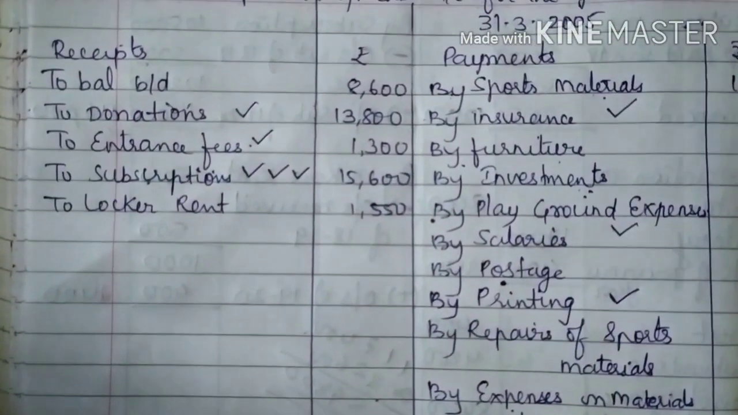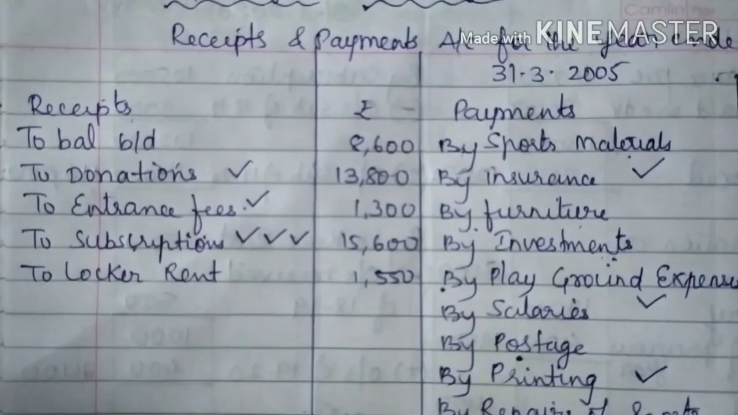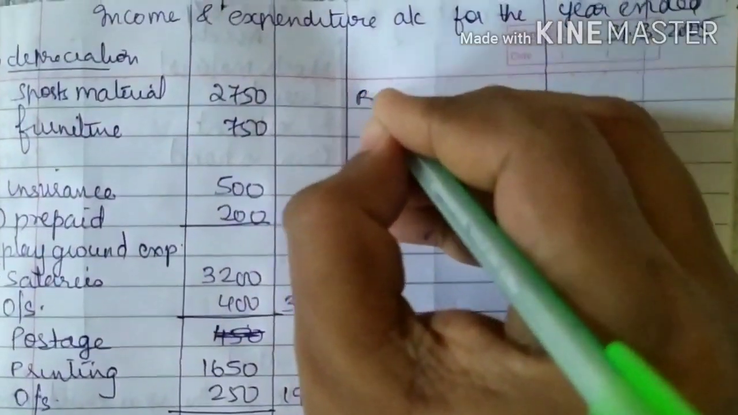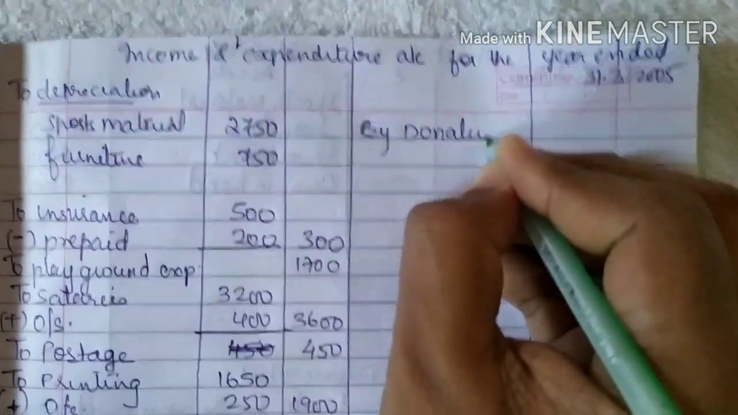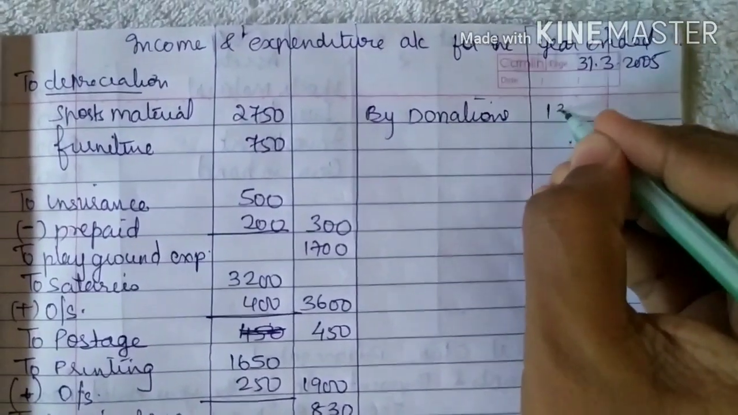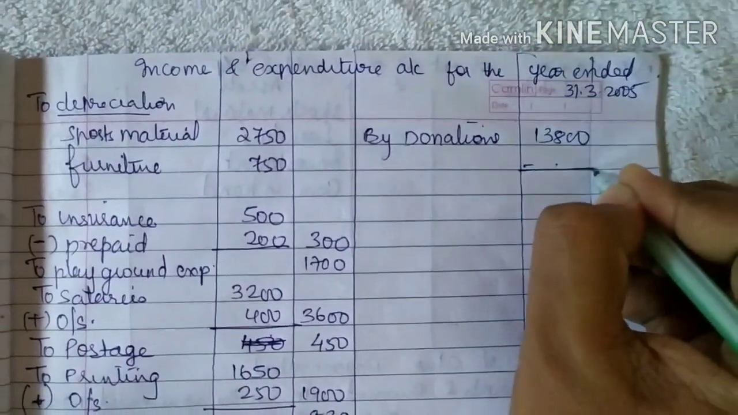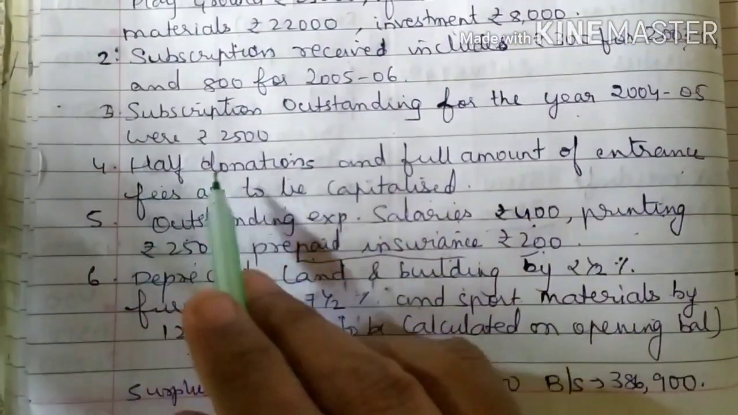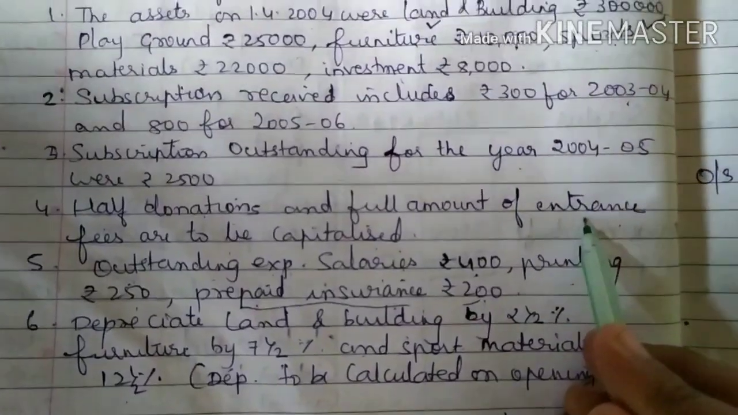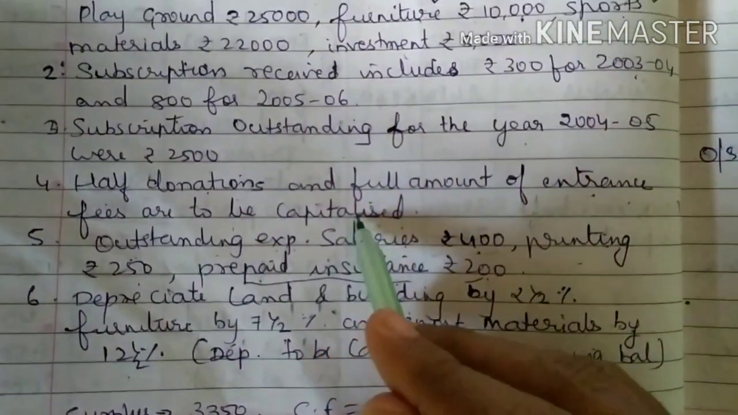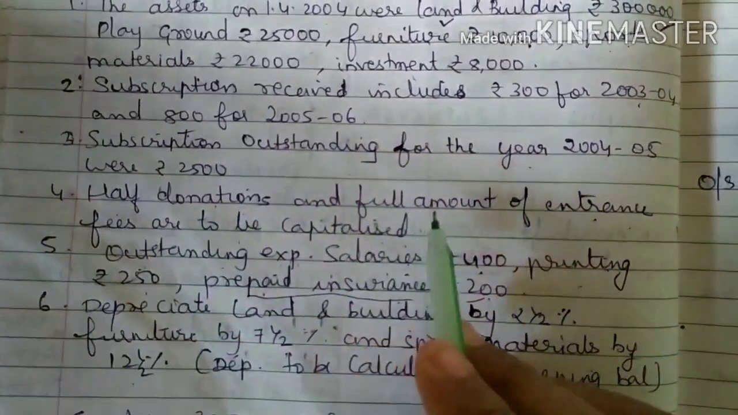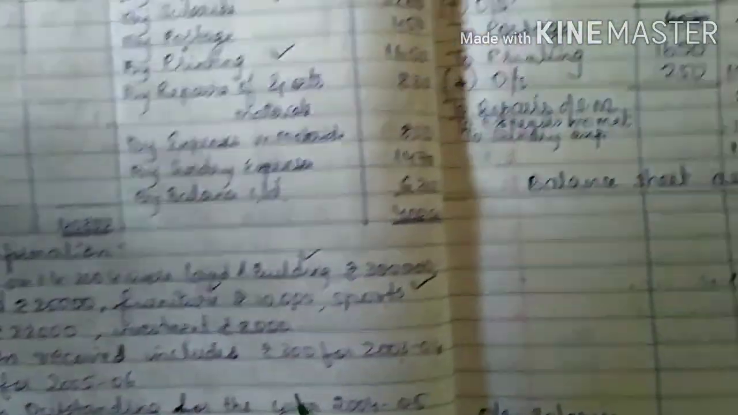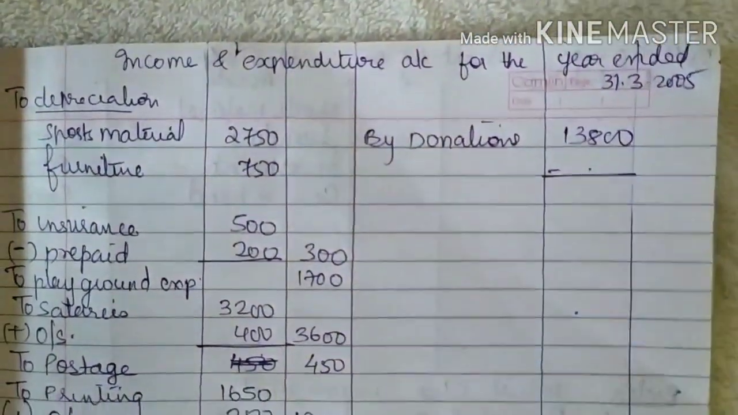Then we have a donation. Donation is an income, so we write donation. The income side, by donation, the amount you write in the inner column. Now what is the adjustment? Half donation and full amount of entrance fees are to be capitalized. यानी डोनेशन का हाफ अमाउंट कैपिटलाइज्ड हुआ है.